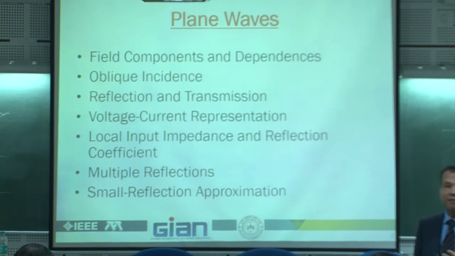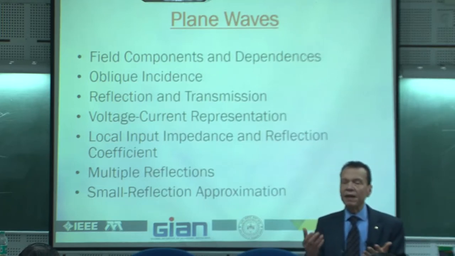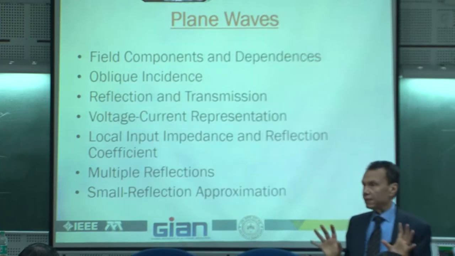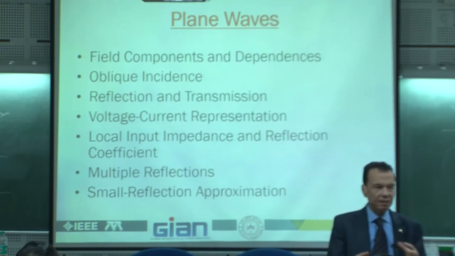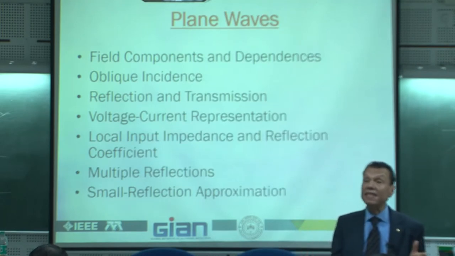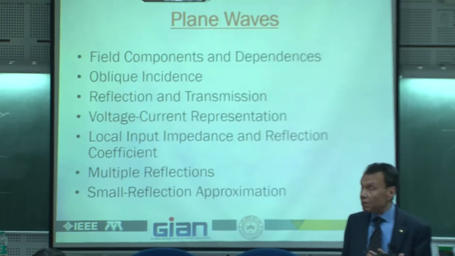But for a wave, what does phase front mean? If you look at all points which have the same phase and see whether it is a sphere, a cylinder, or a plane, if it is a plane, this is a plane wave. We are talking about the phase, only the phase. But within this plane, you may have different amplitudes.